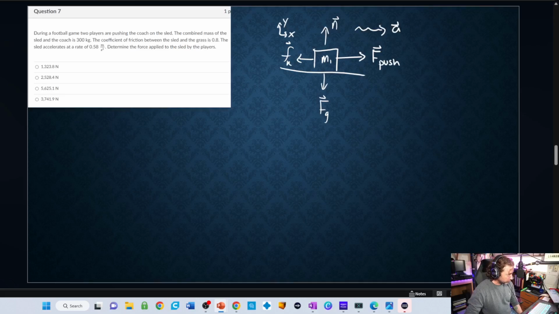Okay. So let's see. What do we got? Let's just do it the same way every single time. So let's write Newton's second law. It says the sum of the forces is equal to the mass times the acceleration.